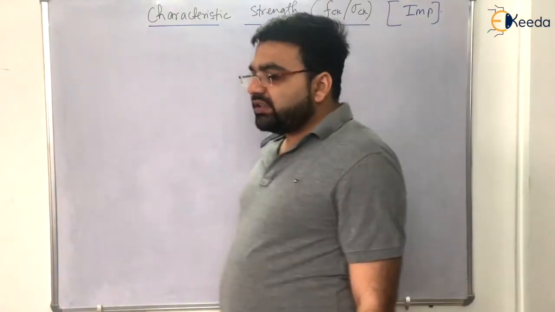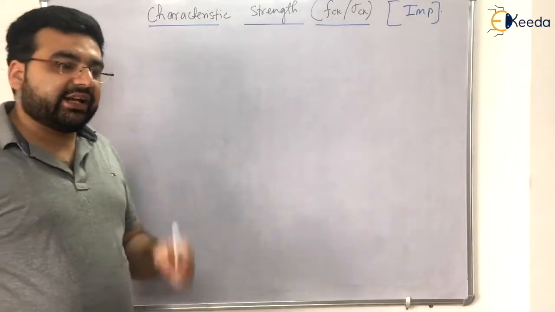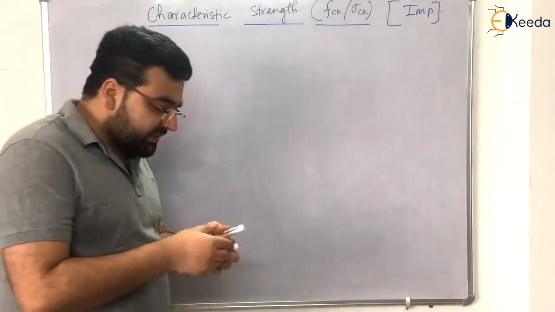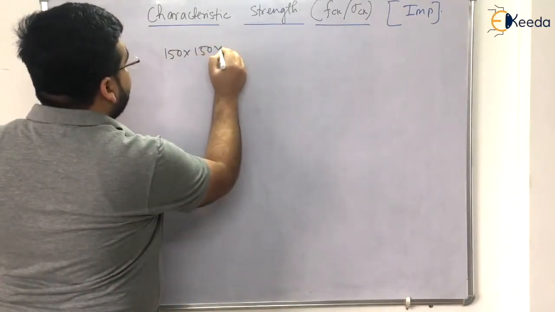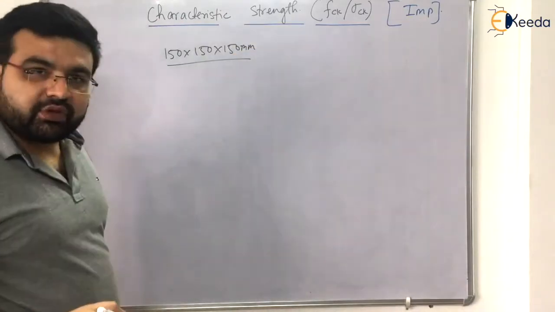Now in third year also you must have done some experiments. Some people in second year also, I did in second year when I was in college. We used to make some specimen. The size of the specimen was 150 into 150 into 150 mm.